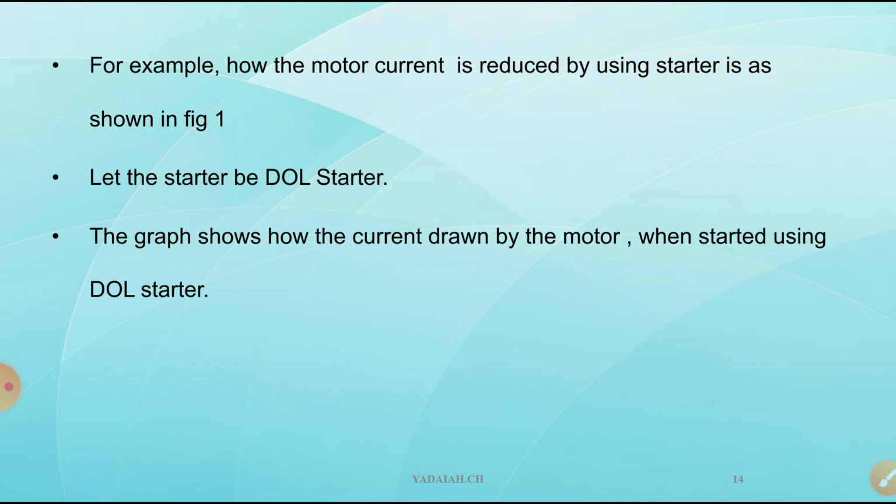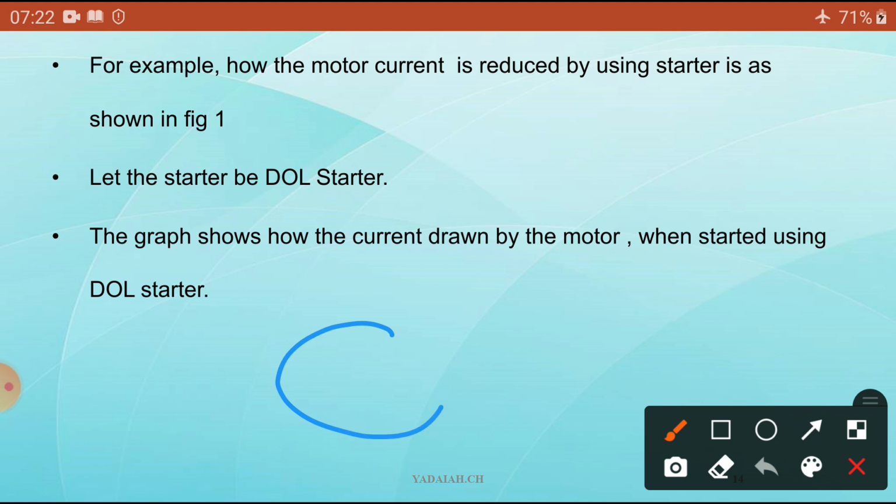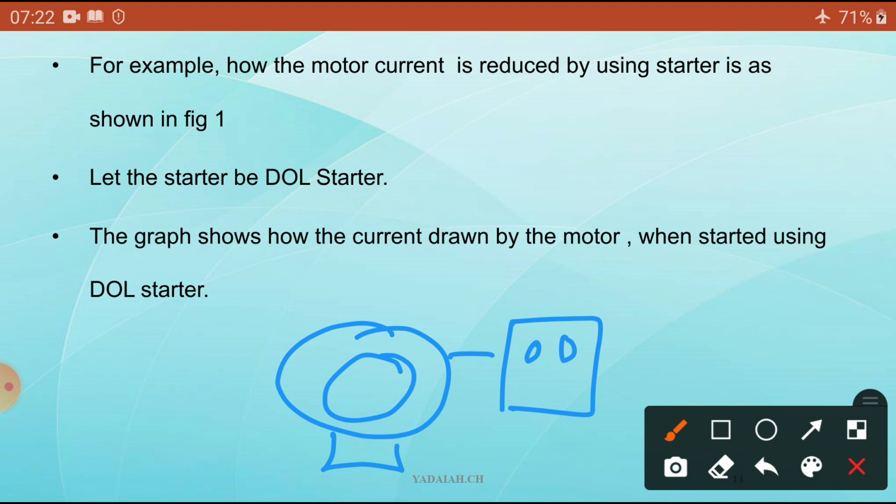So you can see the one graph. Take one starter here, the DOL starter, as an example. The graph shows the current drawn by the motor when starting using the DOL starter. So here I am going to start this motor with the help of my DOL starter, green button, red button, from the supply. At that condition, what is the current? The I1 current corresponding to our speed, and what is the voltage change that takes place with the help of this.